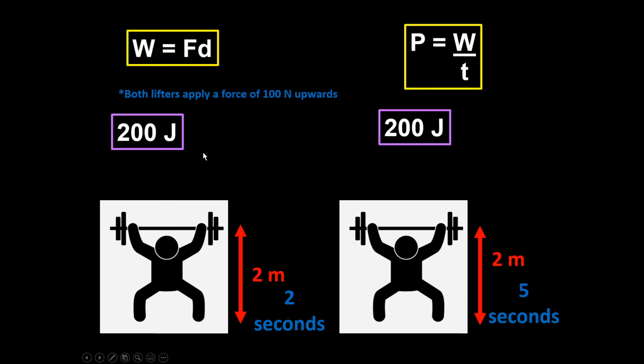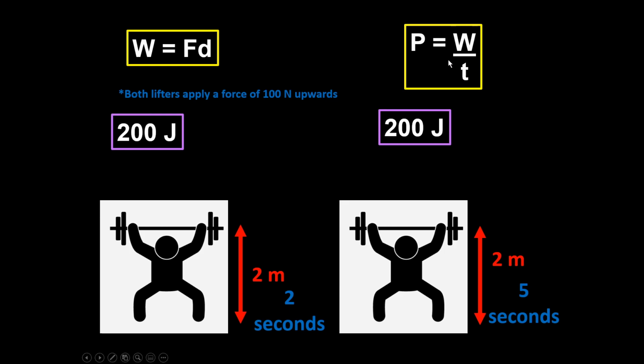But is their power identical here? And the first thing you've got to realize is, well, there is a difference here. This person here can do it much faster than this person here. This weightlifter is able to lift his weight in 2 seconds. This person's able to lift it in 5 seconds. So that is really where power comes into play.